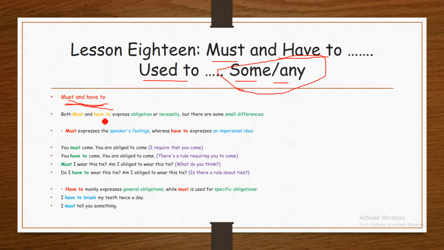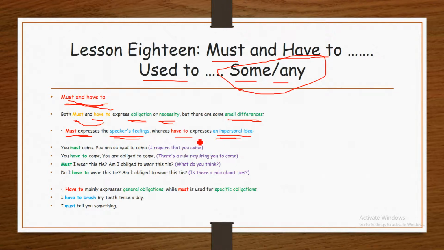Both must and have to express obligation or necessity, but there are some small differences. It means must and have to both express obligation and necessity, but they have some differences. Must expresses the speaker's feeling, whereas have to expresses an impersonal idea.